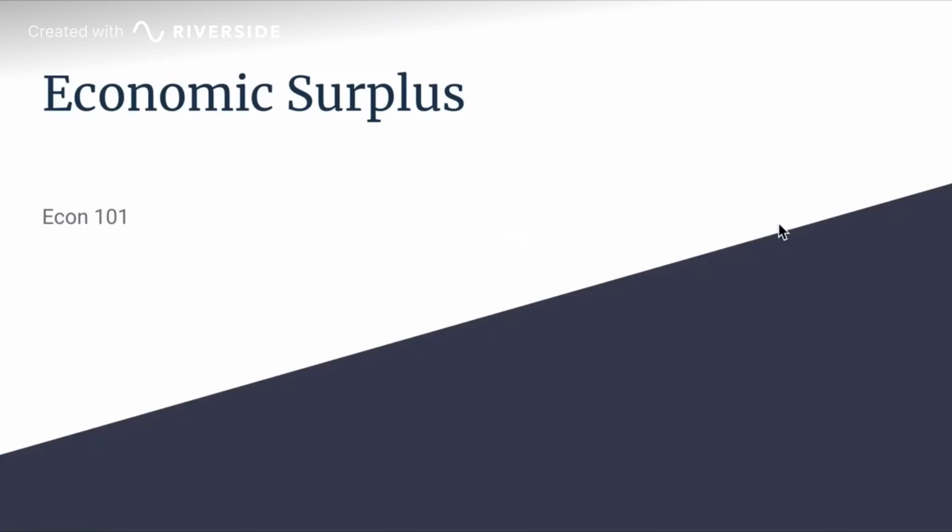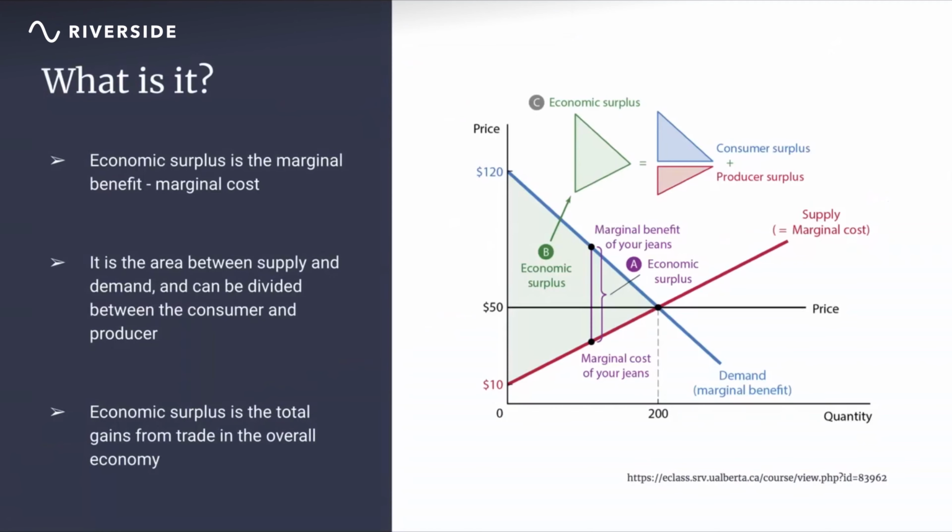Hey guys, for my presentation I'm going to be explaining economic surplus and just what it is, where it comes from, and how we can break it down into categories. So economic surplus is the total overall gains from trade in the economy.